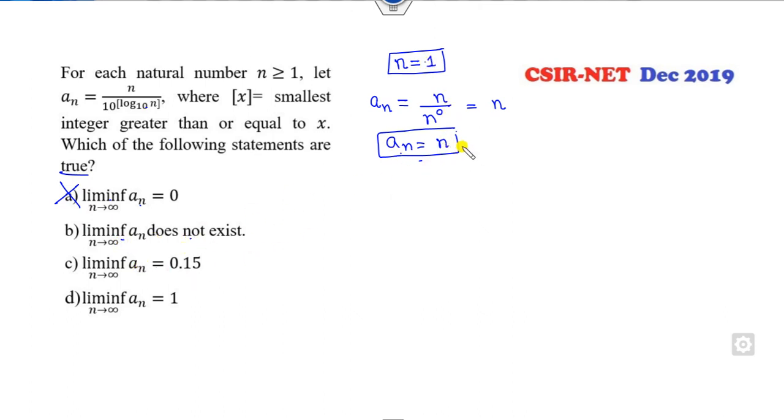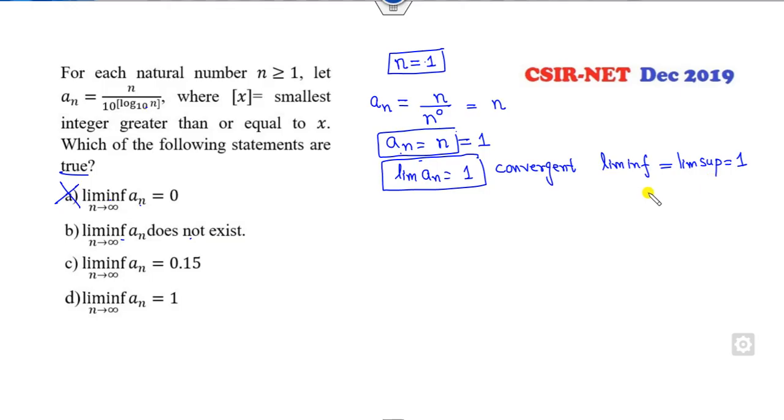No. What is the n? n is 1. So this is basically a 1. So what is the limit of an? It is 1. Fine, which is convergent. So once it is convergent, it means limit infimum is the same as limit supremum and the same is 1. That means it exists, but it said does not exist. Limit is 0.15. Cancel out. Only correct option which is remaining, D, is the correct answer.